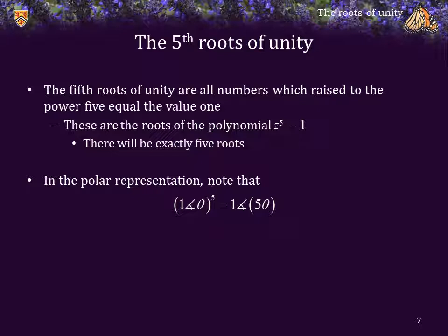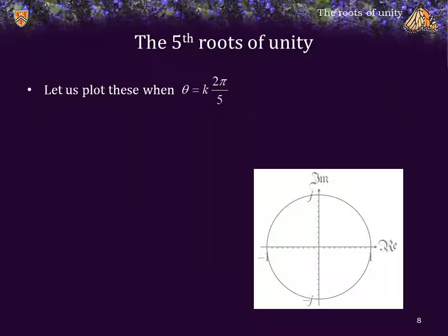Once again, as before, we'll assume it is of the form 1 phase theta for an unknown theta, and that representation raised to the power 5 is 1 phase 5 theta. We require that 5 theta be a multiple of 2 pi. Consequently, theta is equal to k times 2 pi over 5. And now let us plot these for various values of k.